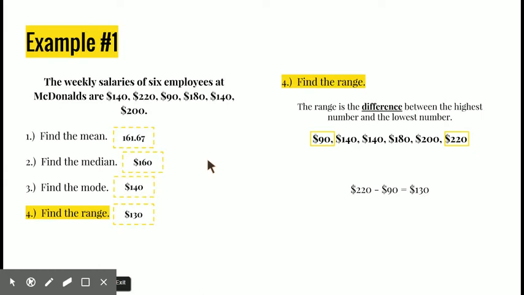And so that's pretty much all the time we're going to spend on mean, median, mode, and range, because you guys have spent a lot of time on that in the past, but we will be doing some practice on this over the next couple of days.